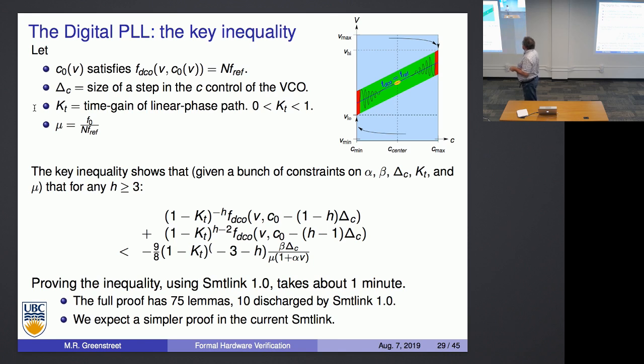So you do a bunch of work, and the key thing is you have to prove this inequality, that for any h greater than or equal to 3, all this stuff holds. And we can prove this in SMTLink in about a minute, or in multiple pages of hand algebra to get through the whole thing. The full proof has about 75 lemmas, 10 discharged by SMTLink, and we expect a much simpler proof in the current version, but Yan keeps changing the interface, so she tells me soon she'll have a stable interface, and she can say, Mark, you can try it, see if you can simplify the proof.